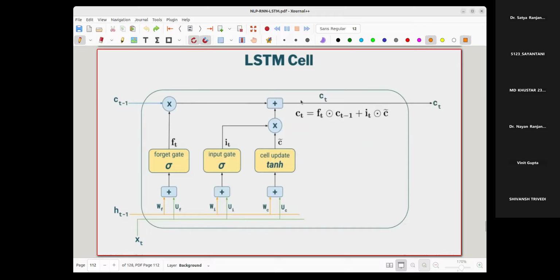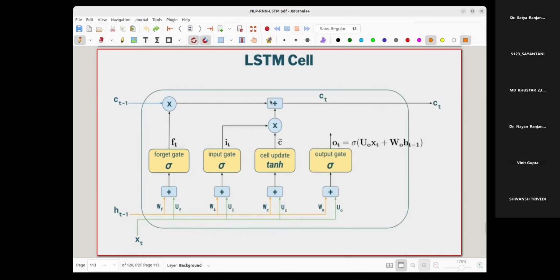Now your final cell state is ft dot ct-1. When we do this, it will forget some information and pass only the required information, plus the new information which you have calculated, it dot c tilde. This new information is added to this. So now you got ct. The forget gate will decide how much you need to forget and what to pass. The input gate will decide how much new information will be added to the cell state.